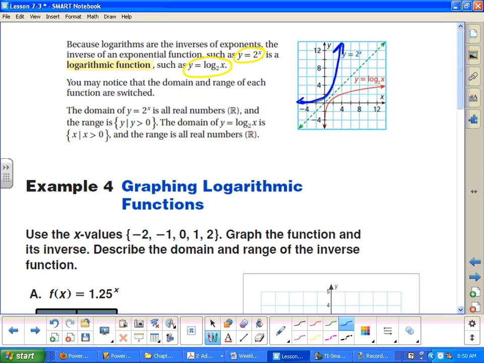The range for these numbers, the y values then, are all greater than 0. It's never going to touch 0. Okay? Never going to hit 0, never going to go below the x-axis when I'm talking about an exponential function.